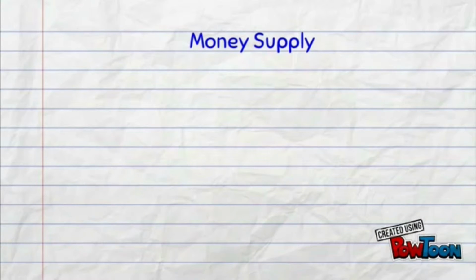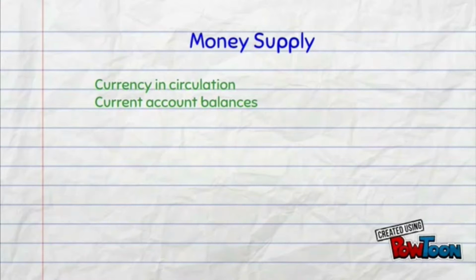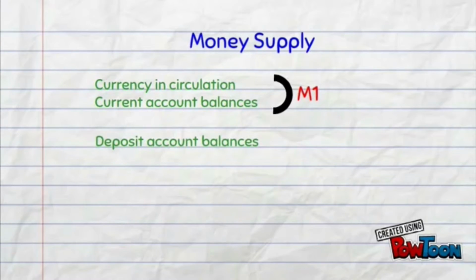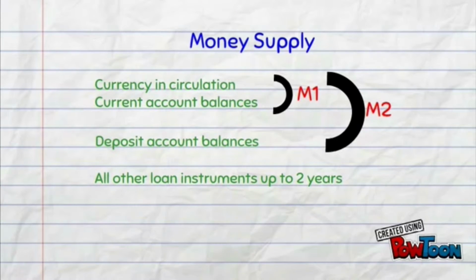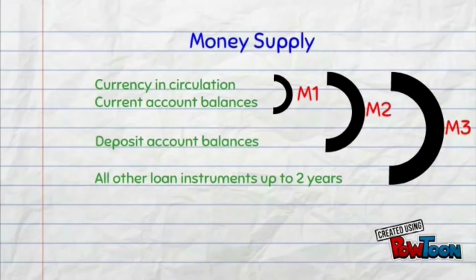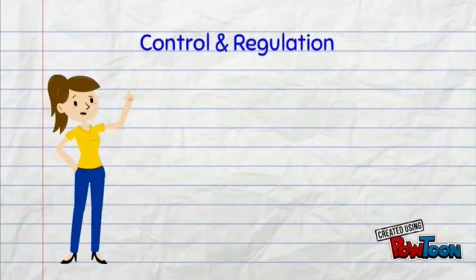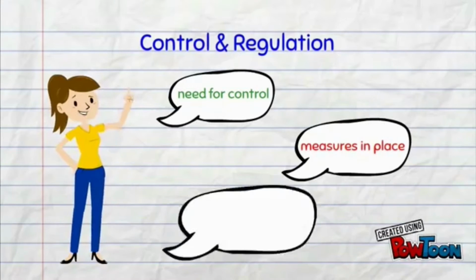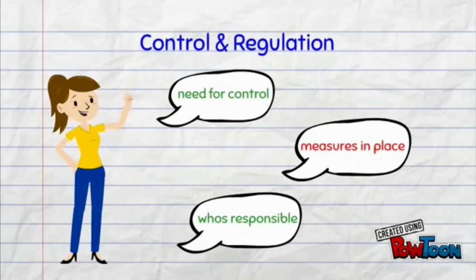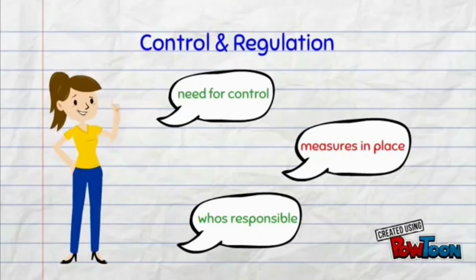The money supply of an economy includes currency in circulation and current account balances known as M1, deposit account balances known as M2, and all other loan instruments up to 2 years known as M3. But surely this money supply needs to be controlled. A prime example of why this and the creation of credit needs to be controlled is the Irish banking collapse in 2008. But we'll speak more about this later on. Firstly, let's discuss how the money supply can be controlled.